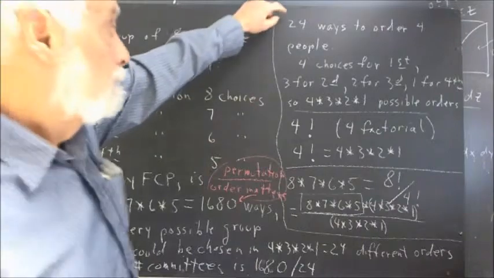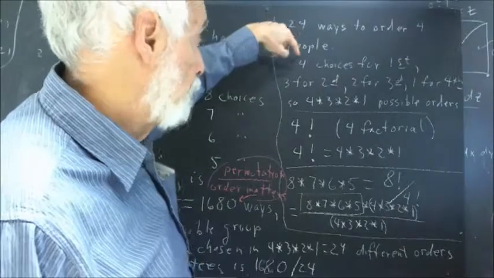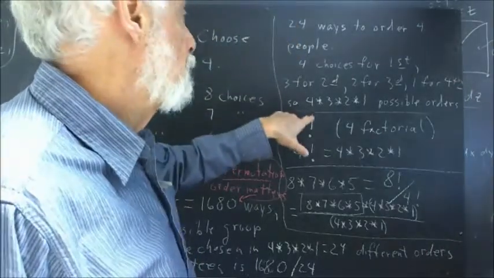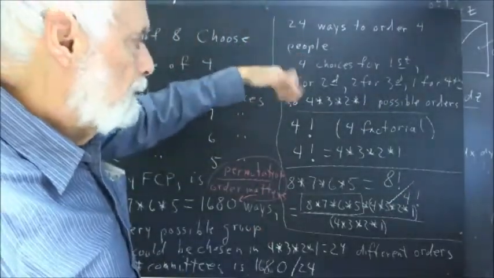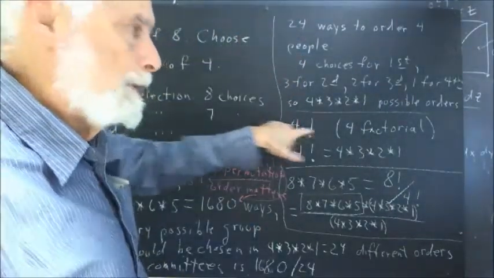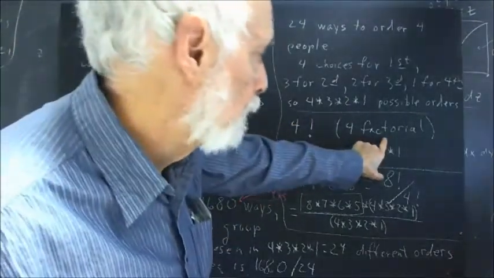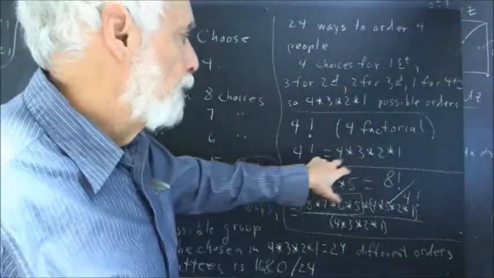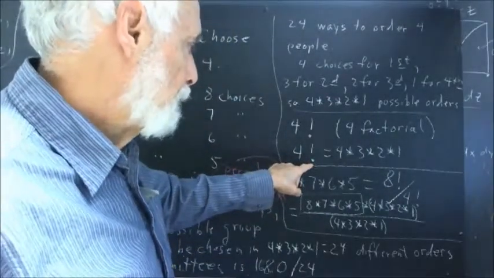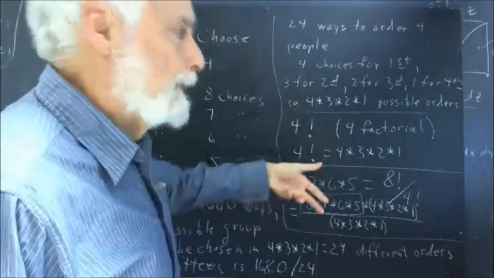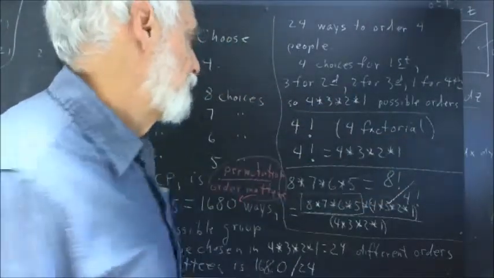If we look up here, just expanding a little more, again, there are 24 ways to order 4 people, 4 choices for the first, etc. So there are this many possible orders. And now we're going to use this example to motivate our factorial notation. 4 with an exclamation point is read 4 factorial, and 4 factorial just means 4 times 3 times 2 times 1. So a number with an exclamation point means you take that number, multiply it by the next lower number, by the next lower number, etc., until you get down to 1.